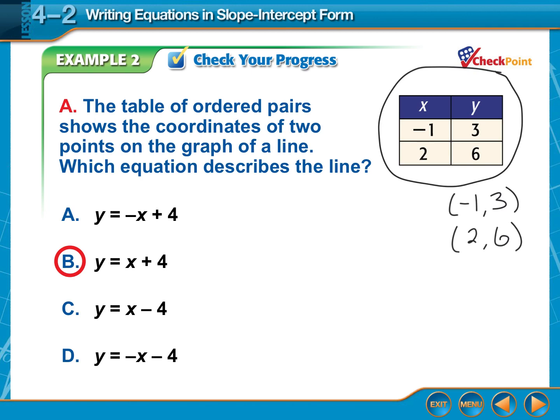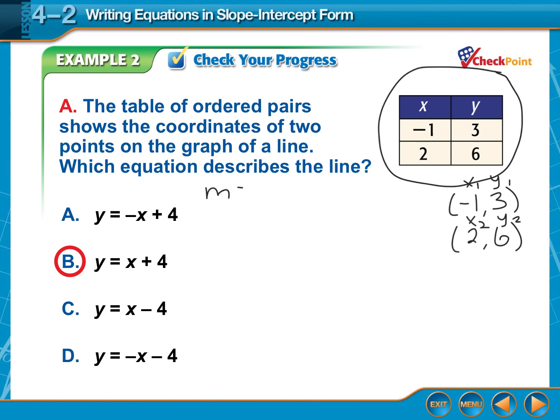So start by labeling. What do I label those? X1, Y1, X2, Y2. Okay? From here, what do we need to find? What don't we have? Well, something very important that we don't have: slope. We need to find our slope.